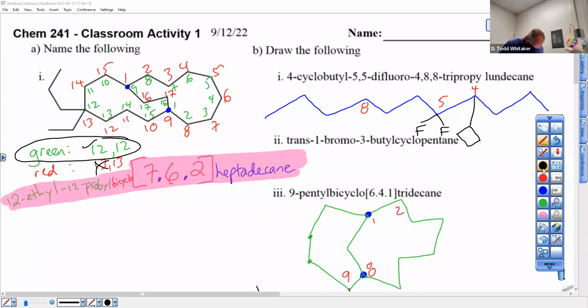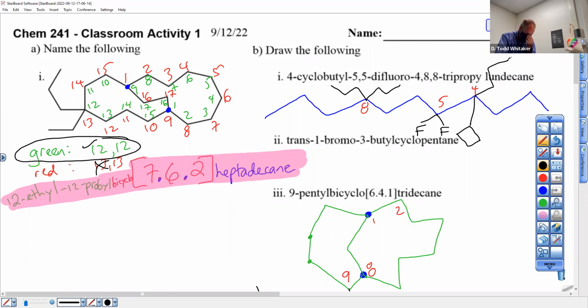So 3 on 8, and then another 3 on 8, and another 3 on 4. There you go. So I think I got it all, don't I? I got a cyclobutyl on 4. I got fluoros on 5 and 5, and I got 4, 8, 8 tripropyl. Yeah. Good stuff, huh?